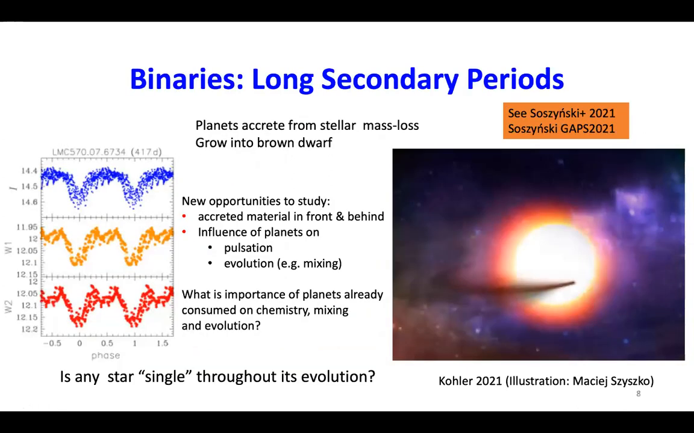We've heard something about this already, but it certainly impressed me greatly. And I point you to Igor Soszyński's talk, the 5-minute talk. Without going into this in any more detail, they've demonstrated that the long secondary periods in these stars are caused by eclipses, by planets. The planets have grown by accreting mass from the AGB, giant branch star, and in some cases grown to brown dwarf size. Now, as usual, when you solve a long-standing mystery, it actually opens the door on many new mysteries. And it certainly asks the question, what's the importance of the planets that have already been consumed to the chemistry, mixing and evolution of these stars? And it makes me wonder if any star can really be considered single throughout its evolution.